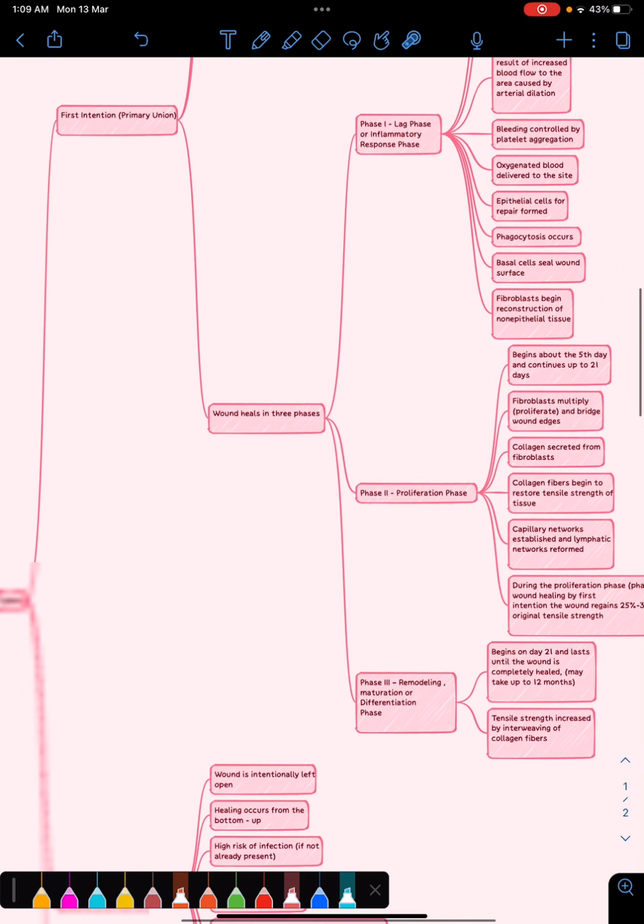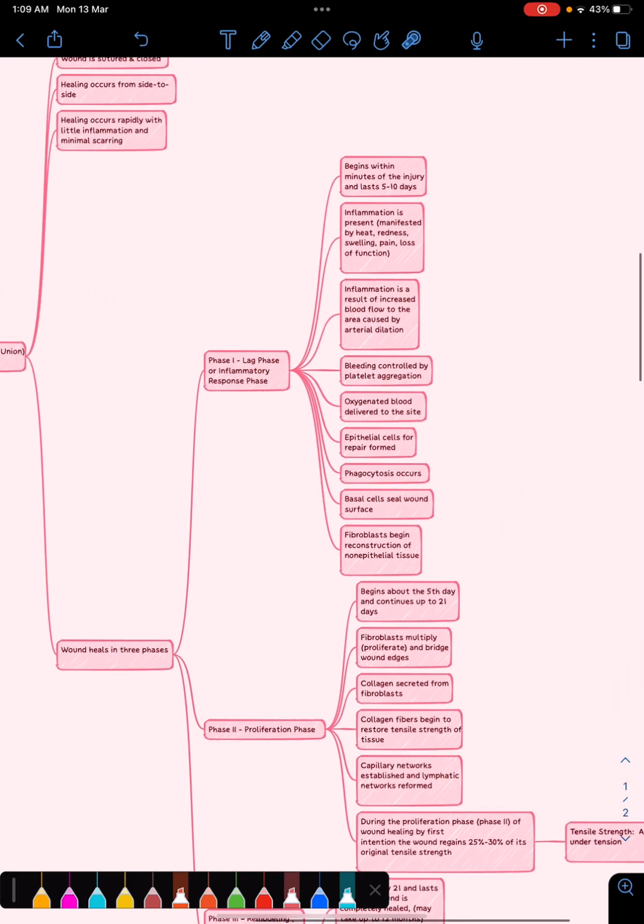Basically, the first intention has to undergo three phases. The first is the lag phase, or inflammatory or response phase. It is called the lag phase because it takes so much time, it is basically the longest. It is the inflammatory and response phase because the inflammation is a response to the wound itself. It begins within minutes of the injury and lasts 5 to 10 days.